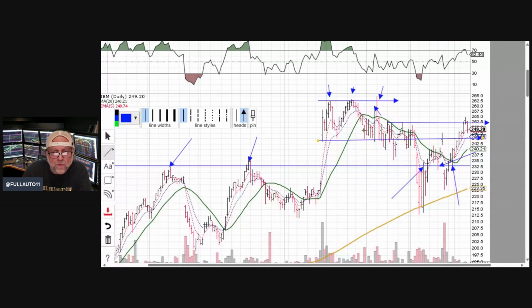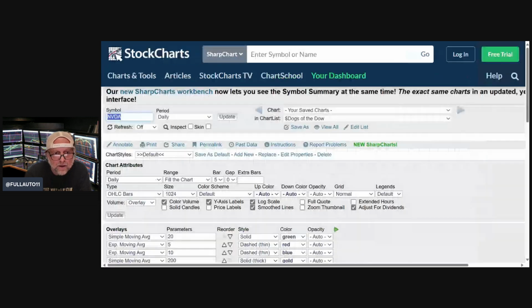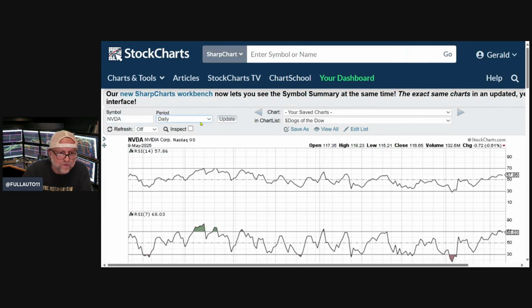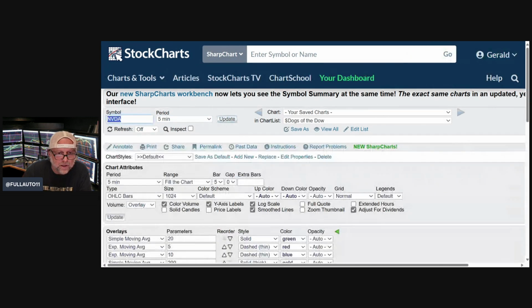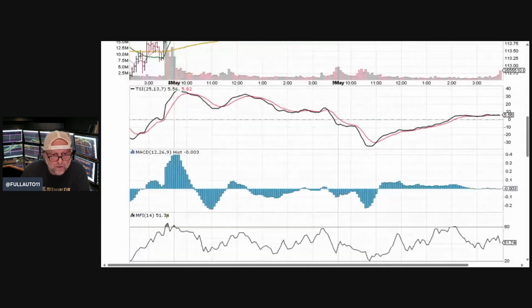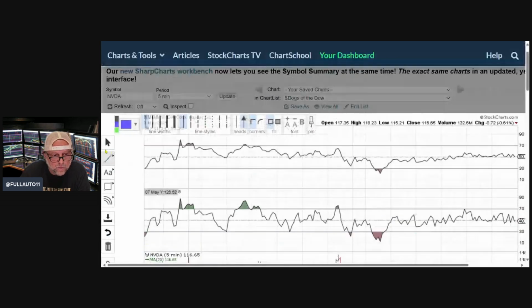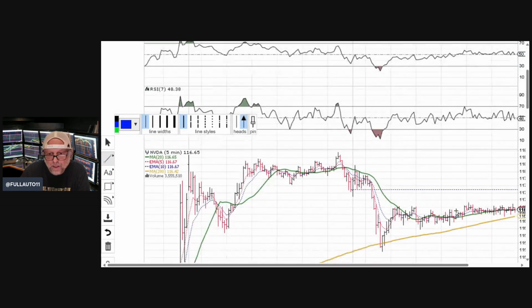Let me think of one that we had. Look at NVIDIA. Let me see if I can show you on a 5-minute chart. Trading on NVIDIA was pretty lame on Friday. This, my friends, is a channel. You can see price trading inside of that channel. Same over here.